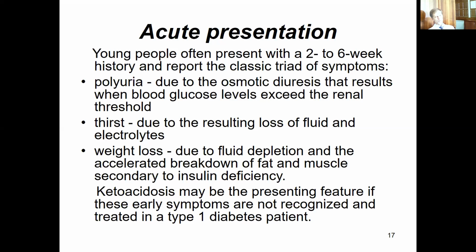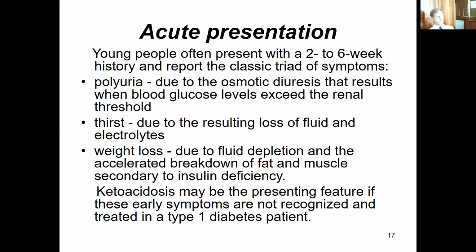What else may happen in case of acute presentation? Ketoacidosis may be the presenting feature if these early symptoms are not recognized and treated in type 1 diabetes patients. Again, ketoacidosis is an extremely dangerous complication of diabetes, mostly diabetes type 1, and actually this is a cause of death, because ketoacidosis leads to development of ketoacidotic coma, and without treatment it leads to patient death. And before the invention of insulin, all people with type 1 diabetes just died soon without treatment.